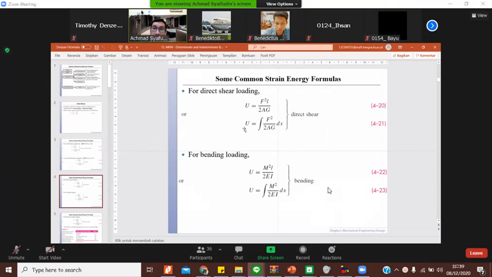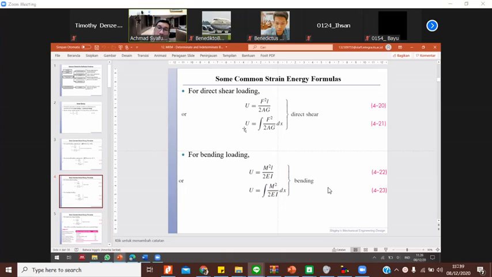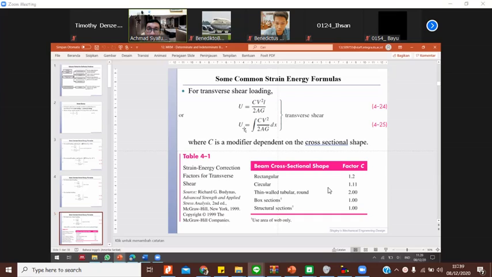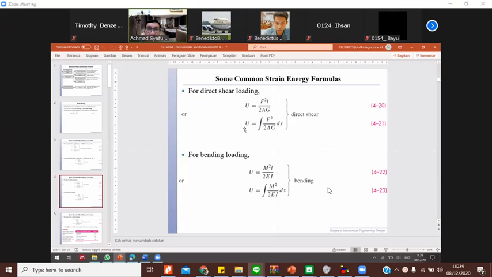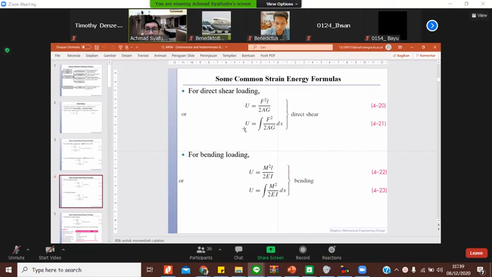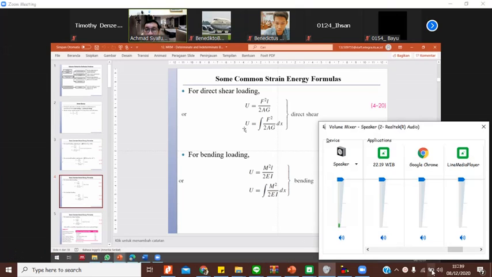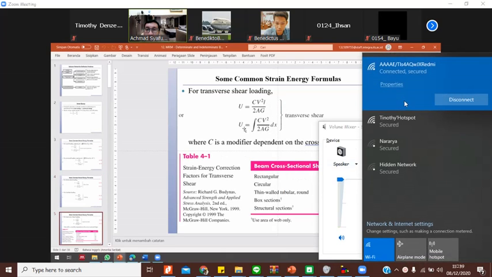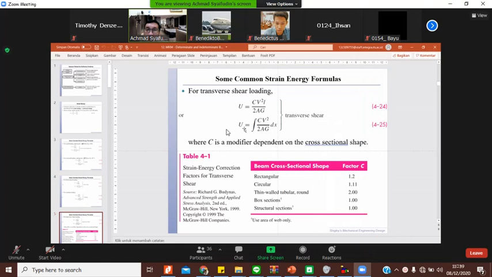The direction of transversal loading, and the last one is for bending moment or bending loading. Yeah, this is the transverse here. This distinguishes between transverse shear and direct shear. That is one.